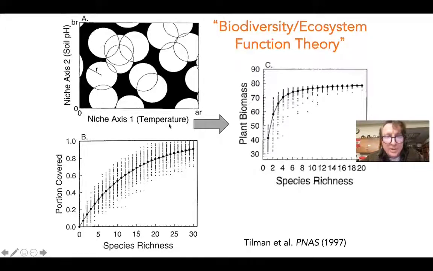Now, part of the issue here is that if you measure species richness alone, it's very difficult to say something about these niche axes, that is, the temperature affinity for a species, or a soil pH affinity for a species. The direct linkage between richness and niche space, or species performance in niche space, is very difficult. We have to make an assumption.